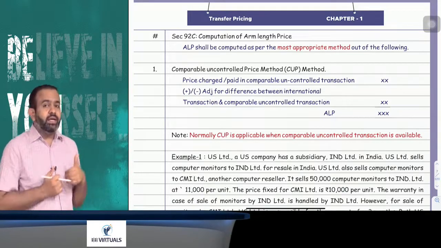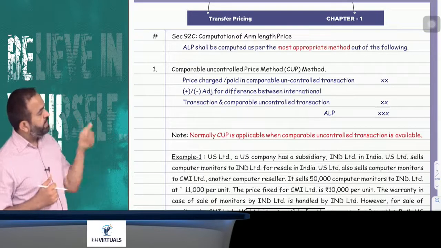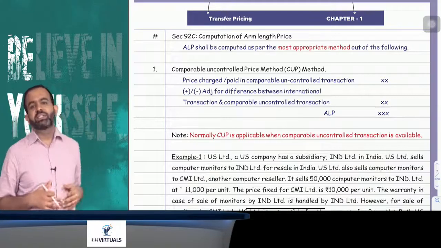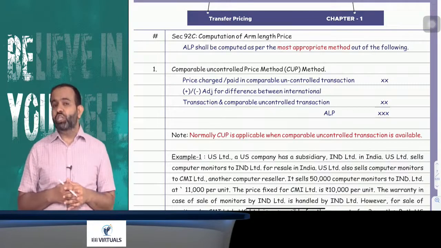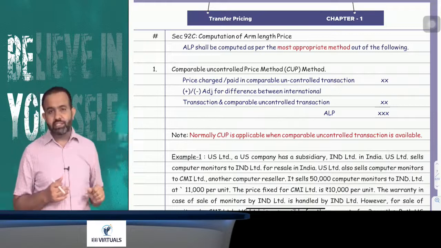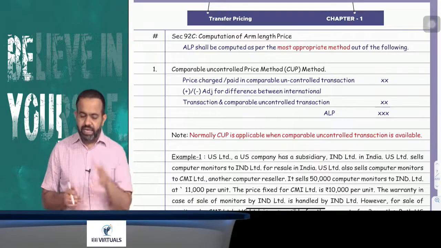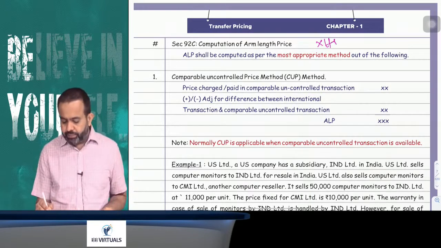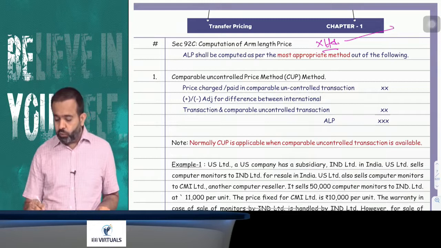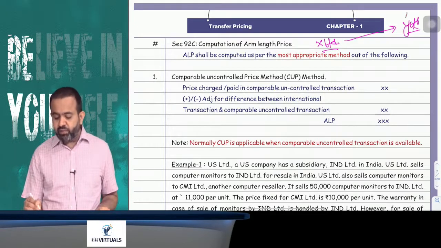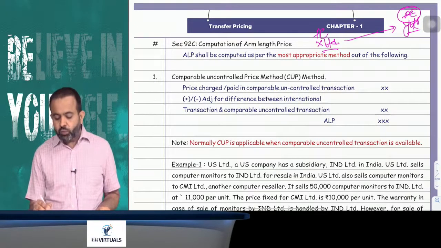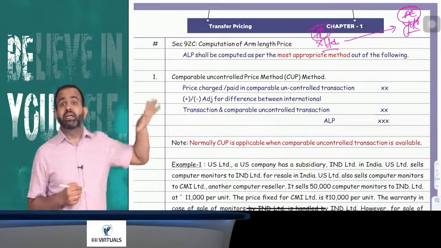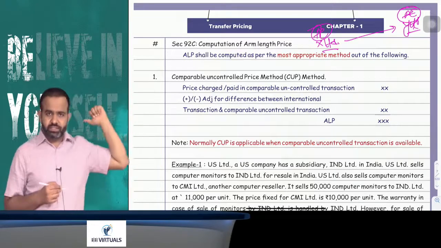Suppose in your case a comparable and uncontrolled transaction is available, then just take whatever price is charged or paid in that uncontrolled transaction, and that price will be your arm length price. I can take one example. Suppose there is a company in India, named X Limited. Now X Limited is selling some goods to Y Limited, and suppose X Limited and Y Limited are both associate enterprises. So whatever transaction is between X Limited and Y Limited will be treated as the controlled transaction, or the international transaction.